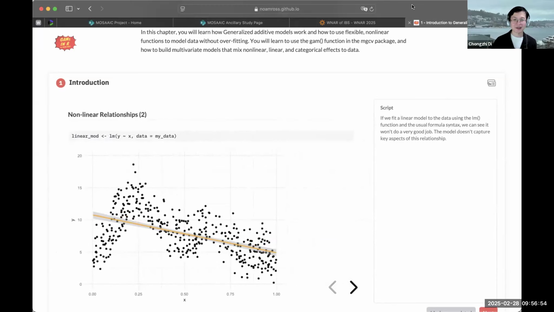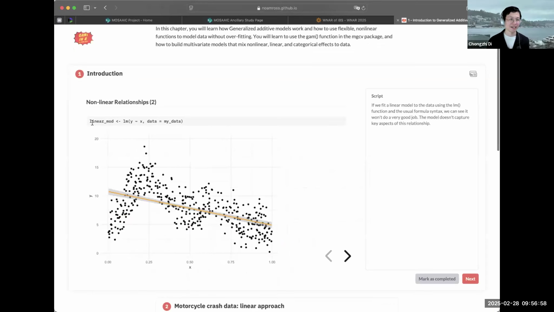And then it will show you what happens if you fit a linear model. If you use the R code here, you simply use the lm function to fit a linear relationship, and this is your model fit. The orange line is the fitted regression line. The shaded area is the 95% confidence region of the mean. Obviously it doesn't fit the trajectory very well from a visual check.